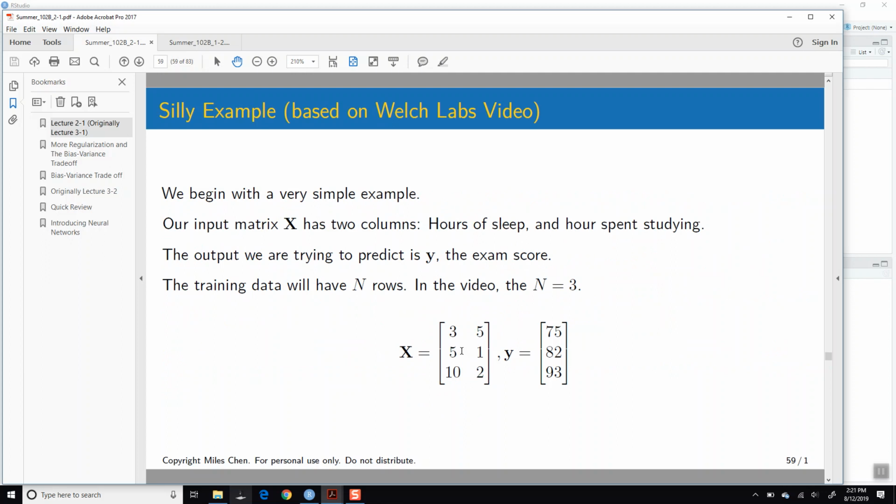We're going to start with an X and our output Y. This is a very, very simple data set. Our X represents 2 variables: how many hours of sleep we got and how many hours we spent studying, and we're going to try to predict the exam score. We've got 3 observations. One day we slept for 10 hours, studied for 2 hours, and we got a 93. Over here we slept 5 hours and studied 1 hour, and we got an 82. And when I studied for 5 hours but only slept 3, I got a 75 or something like that. This is made up.